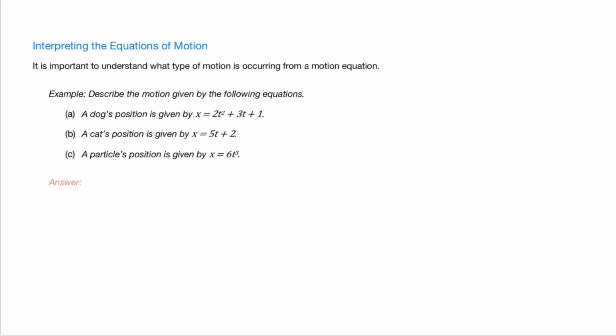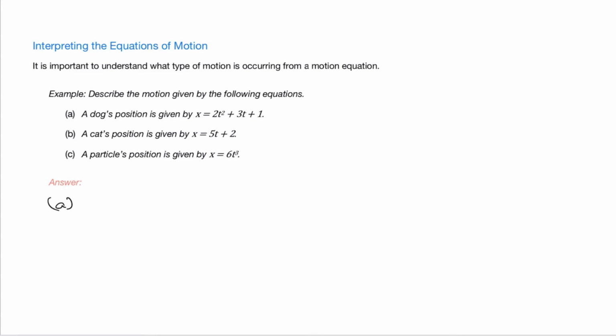Finally, it's important to be able to look at these equations and also recognize what type of motion is happening, and to be able to describe that motion in words. That's what this example is asking us to do. In this first example, we're given an equation that describes the position of a dog as a function of time.